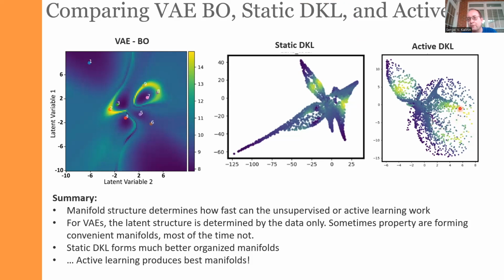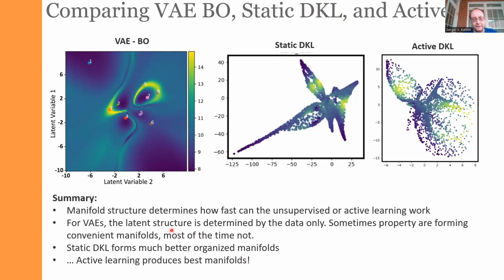It looks like that for active DKL, the parts of the latent space that are occupied by the interesting objects are relatively larger, whereas the parts of the latent space which are not interesting are relatively small. So that basically means that these methods pay more attention to what we're interested in and ignore factors that we are not interested in, either pushing them in the latent vectors or completely ignoring them.